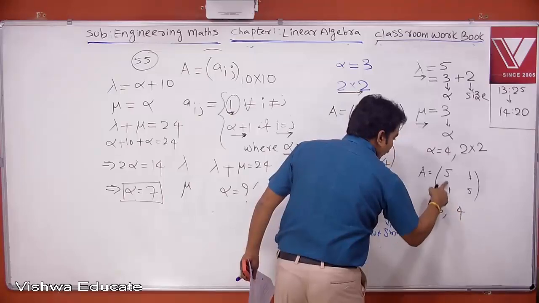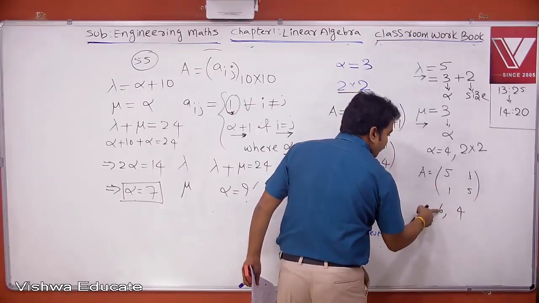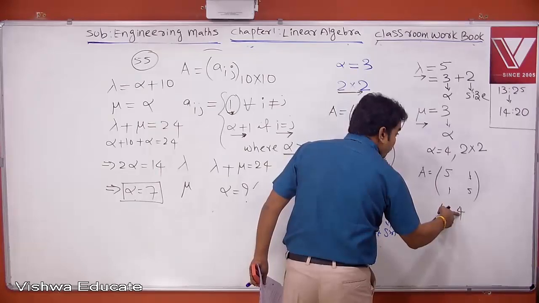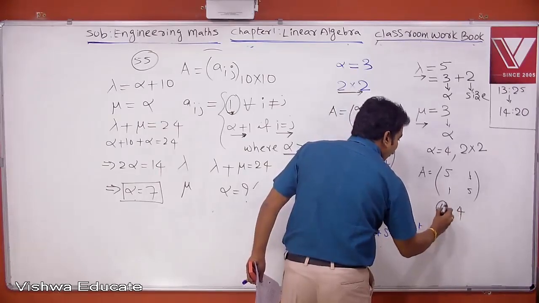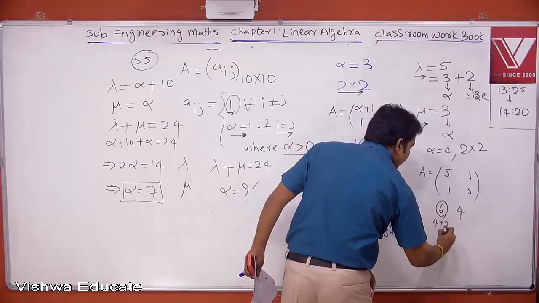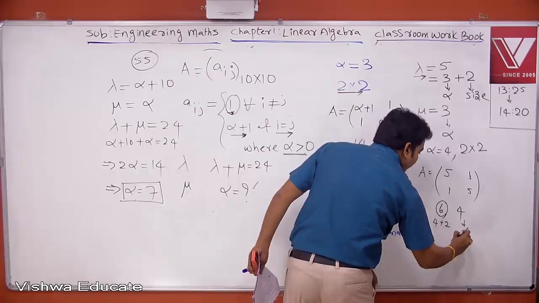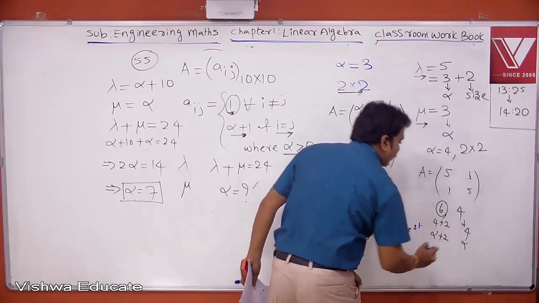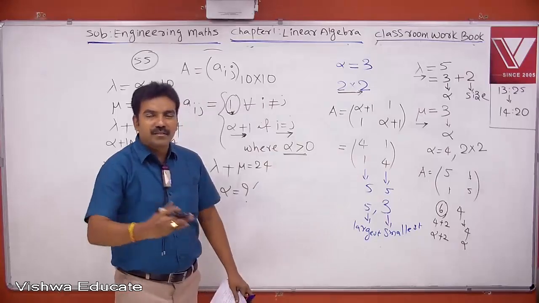The row sums are 6 each, so the sum is common. The largest eigenvalue is 6. The trace is 10, and since 6 is already covered, the second eigenvalue must be 4. Now this is 4 plus 2, and this is 4 only. So the largest eigenvalue is alpha plus 2, and the smallest eigenvalue is alpha.